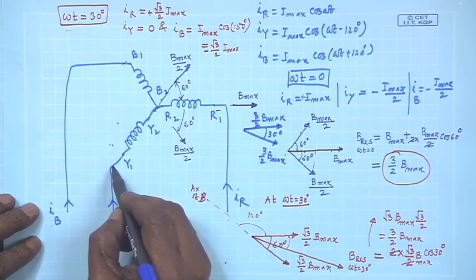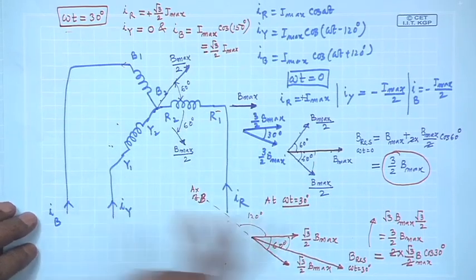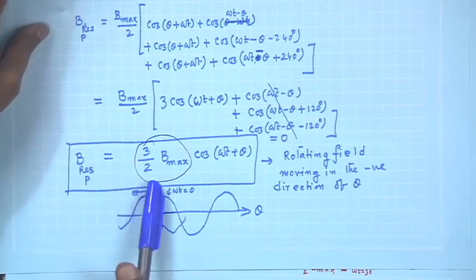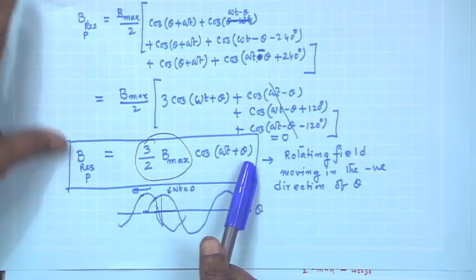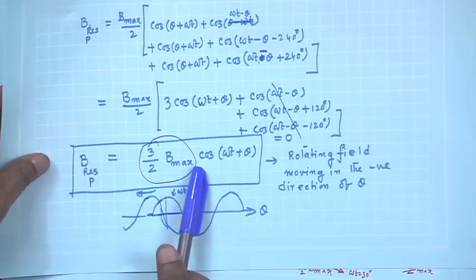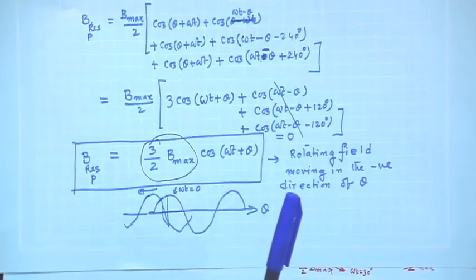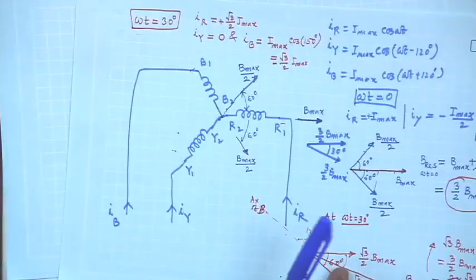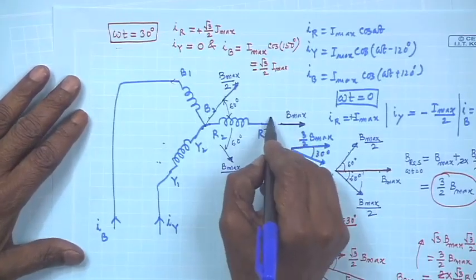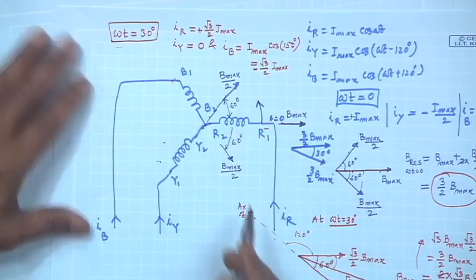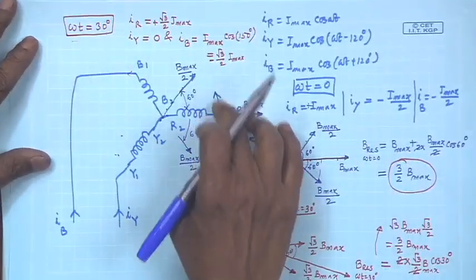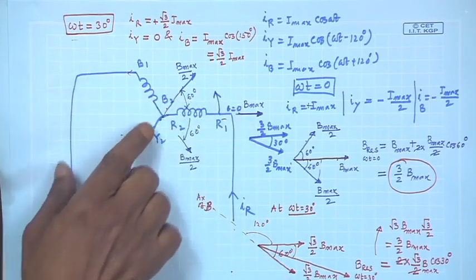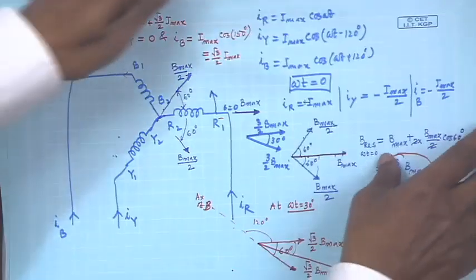in this direction, in the clockwise direction, and it is consistent with this result because we found that 3 by 2 B max cosine of omega t plus theta is the equation of this, which told me that your resultant field is moving in the negative direction of theta. Positive direction of theta I am measuring, this is theta equal to 0 this way. So, it has indeed moved in the negative direction with keeping its amplitude same and coming here. One can go on doing like this.